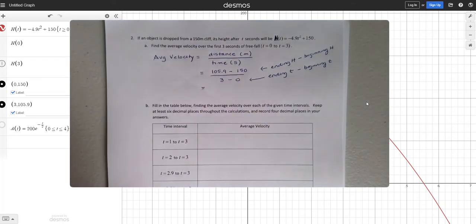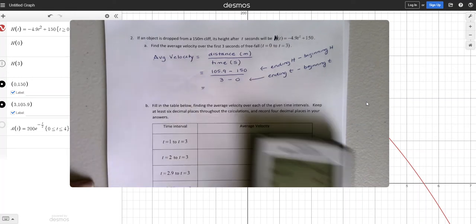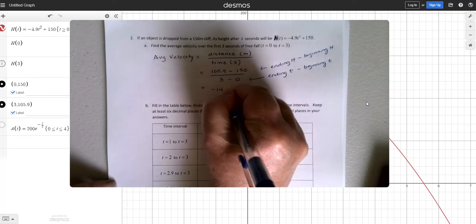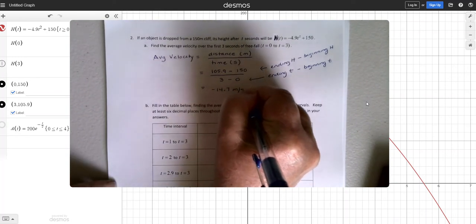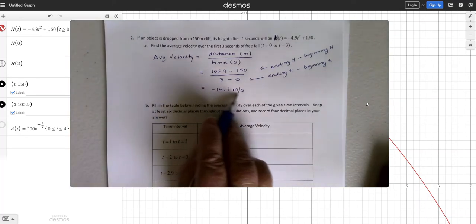All right, that I'm just going to really quickly do in a calculator. And I get negative 14.7, and that will be in meters per second. Again, the negative just says it's falling, and that's my average velocity.